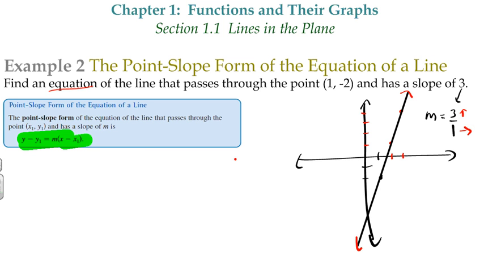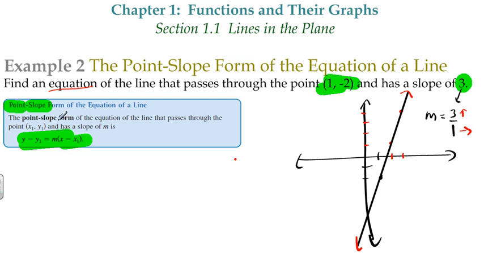The reason why it's called the point slope formula is because if you know a point, and if you know a slope, then you can find the equation of the line. Hence, point slope formula. So if you know those two pieces of information, you can find the equation. So let's go ahead and do that.